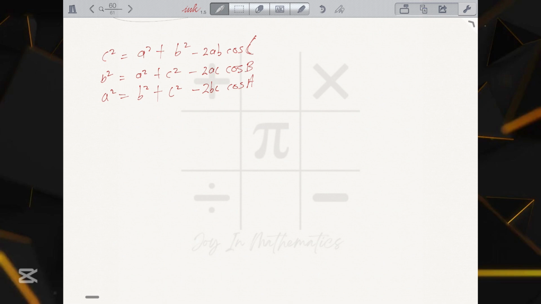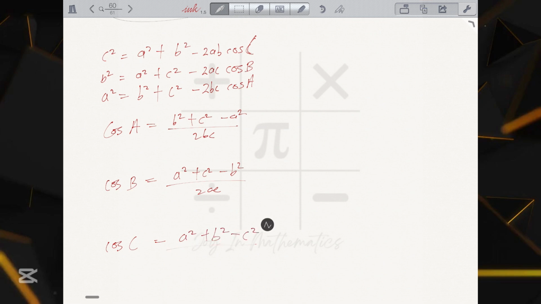And we can simplify further to evaluate the expression of cos a, cos b, and cos c. Therefore, cos a will be equal to b squared plus c squared minus a squared divided by 2bc. Cos b will be equal to a squared plus c squared minus b squared divided by 2ac. Cos c is a squared plus b squared minus c squared divided by 2ab. And with this, we can evaluate both the sides and the angle. Now let's take the exercise.